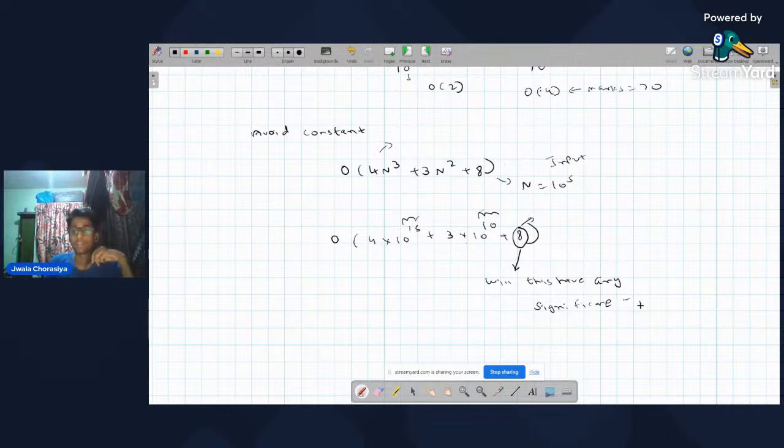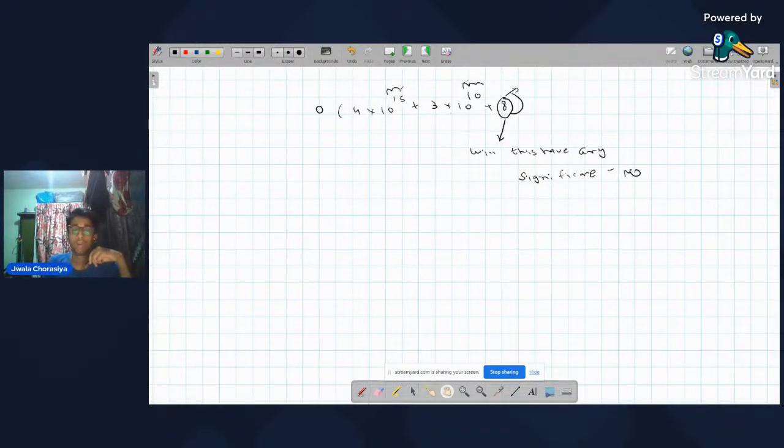No, right? So we can avoid these constants. And third was avoid lower values.